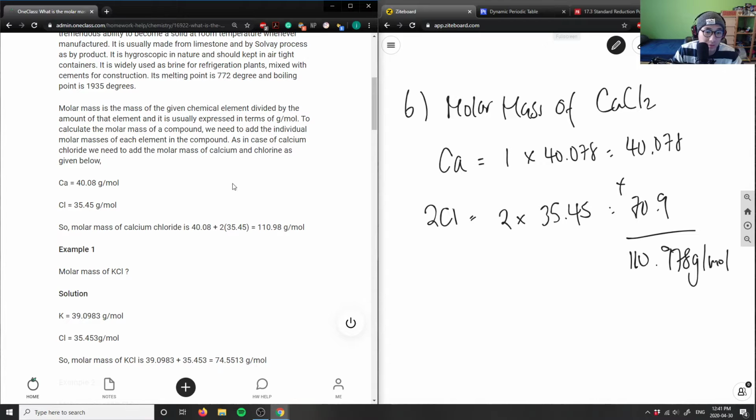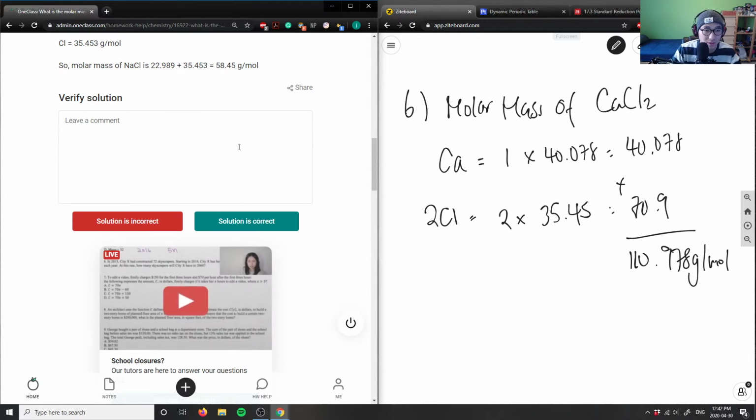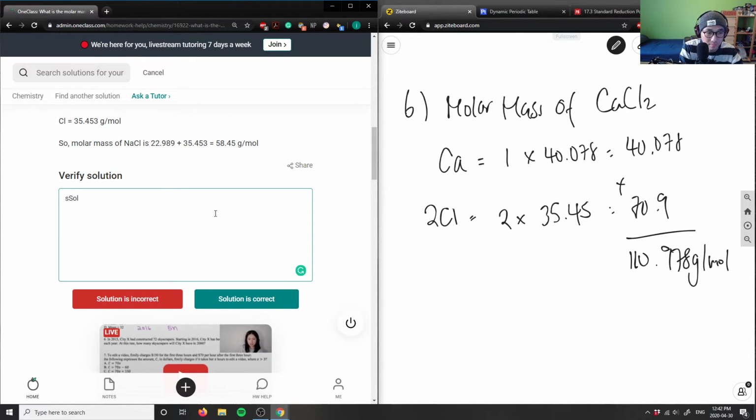And again, what they did was they broke this down into the molar masses like so, 40.08 and 35.45, and then you realize there are 2 chlorines here, so you have to multiply that number by 2. So the solution here is correct. Good analysis.